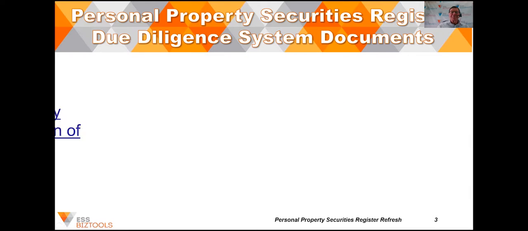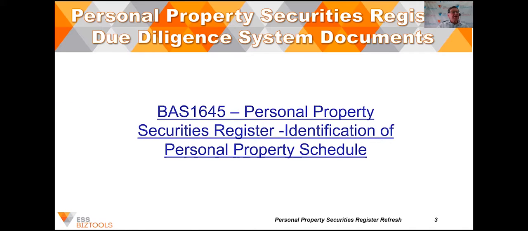Let's move on. The next one is the BAS 1645, the Personal Property Securities Register Identification of Personal Property. So let's bring that up and you can have a look at it.